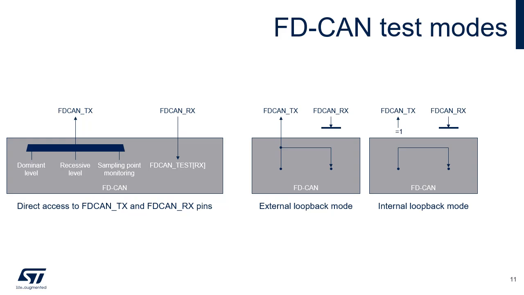Furthermore, the FDCAN controller supports two loopback modes that are entered through control bits in the FDCAN test and FDCAN CCCR registers. In external loopback mode, the FDCAN treats its own transmitted messages as received messages and stores them, if they pass acceptance filtering, into RX FIFOs. This mode is provided for hardware self-test.